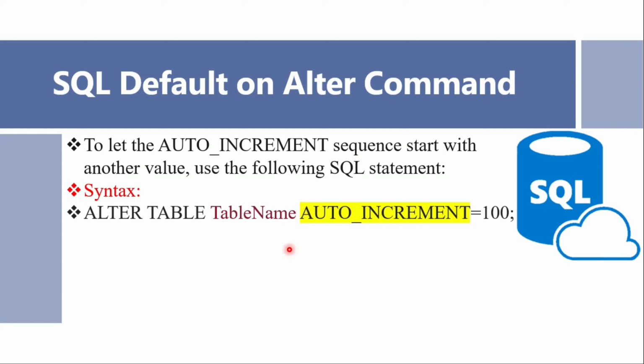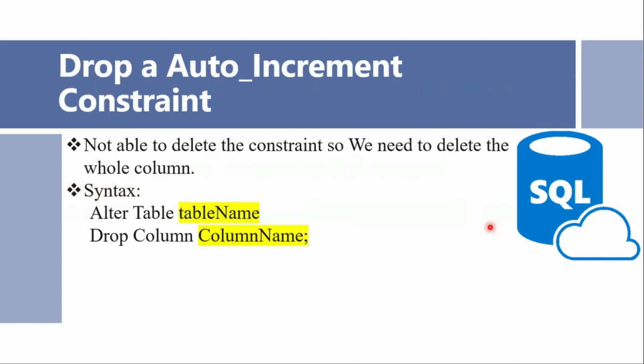If you want to change to another sequence, suppose I want to start it from 100 or 200, I can write alter table, the table name, and auto increment. We need to specify the value. So here, for example, I have taken 100. If you need to start from 200, you can do it. And dropping an auto increment is not possible in MySQL, so we need to drop the whole column in MySQL.